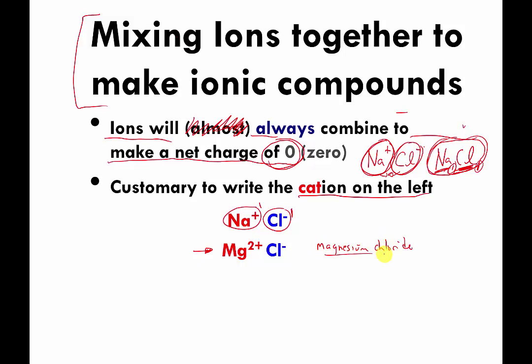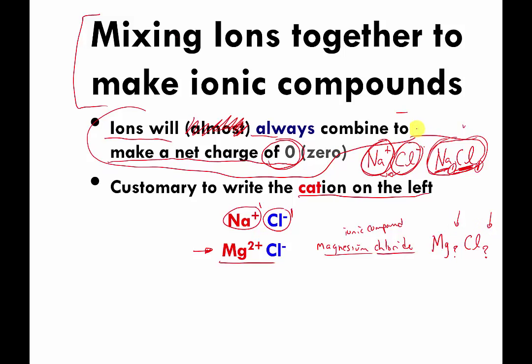You don't really need to know this name, but I'm trying to illustrate a point. It's an ionic compound, and it's made of magnesium ions and chloride ions stuck to each other. But if you wanted to know what the formula is, it's going to be Mg, some number, attached to Cl, some other number. The question is, what numbers go in the place of those question marks? To figure that out, you have to go back to this rule and say, well, ions combine so that they cancel each other's charge out. So if I had one magnesium, the magnesium brings me a charge of plus two. And I mixed it with one chloride, the chloride brings me a charge of minus one.